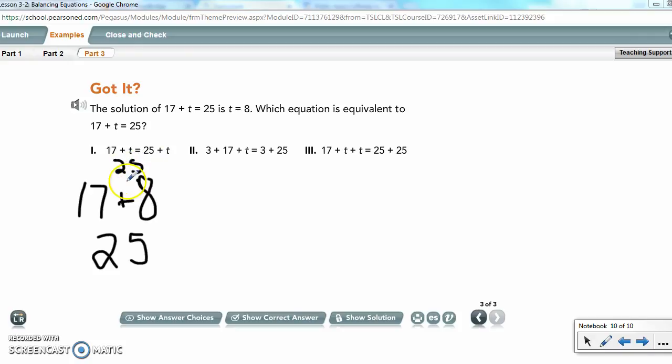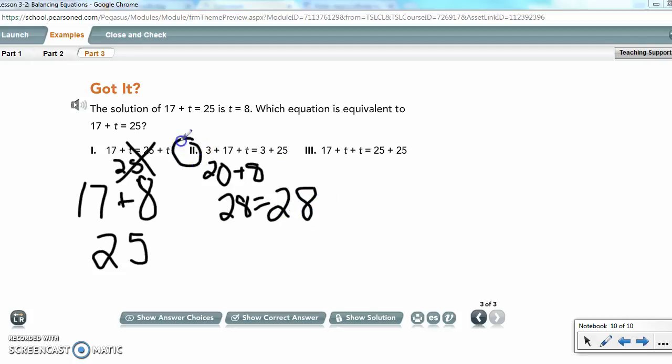Well, 25 plus 8 is not equal to 25. Over here, I have 17 plus 3, which is 20, and 20 plus 8 is 28, because t was 8. Okay, so if I have 28, is 28 equal to, well, what's 25 plus 3? Is 28 equal to 28? Yes, so this must be a solution.